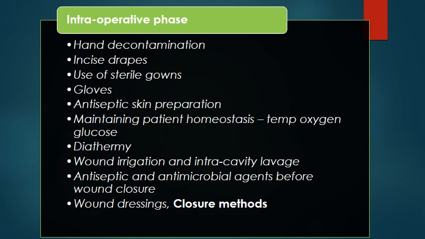Intraoperative phase: hand decontamination, use of the sterile gown, gloves, antiseptic skin preparation, maintaining patient homeostasis, temperature, oxygen, and glucose, diathermy, wound irrigation and intra-cavity lavage, antiseptic and antimicrobial agent before wound closure, wound dressing, and closure methods. All are points intraoperatively that can affect the risk of surgical site infection.